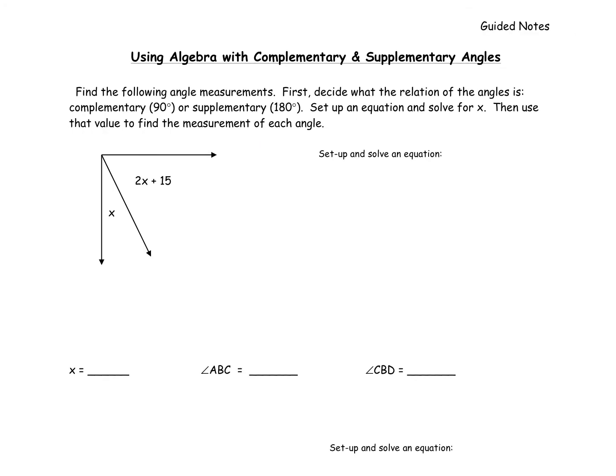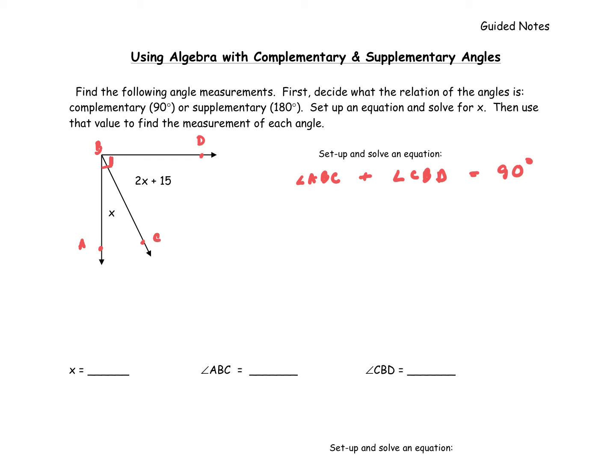So let's draw in some important identifiers. We're going to go ahead and put a right angle symbol here. And we're going to call this point A, this point B, this point C, and this point D. So if we look at angle ABC, and I add that to angle CBD, it will form 90 degrees. So this is a complementary relationship.